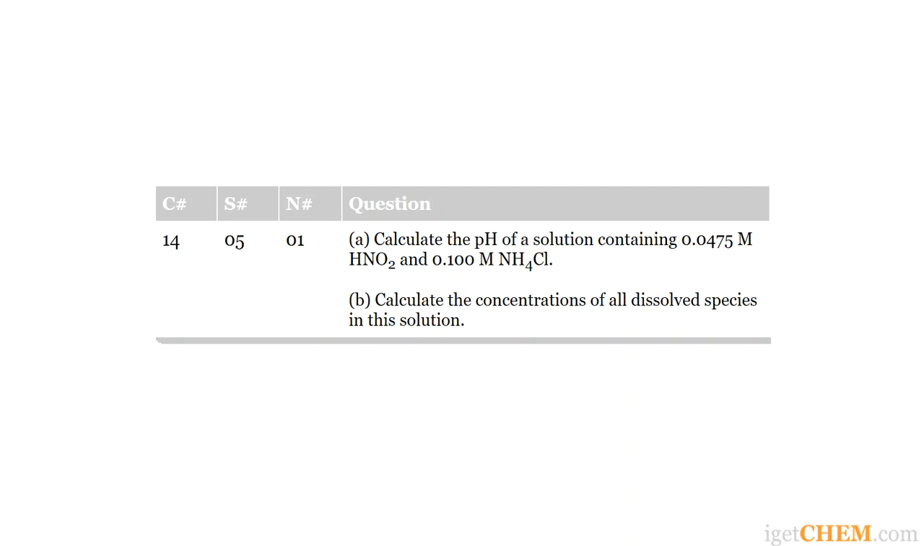Part A, calculate the pH of a solution containing 0.0475 molar HNO2 and 0.100 molar NH4Cl. Part B, calculate the concentrations of all dissolved species in this solution. Okay, let's take a look at the solution.